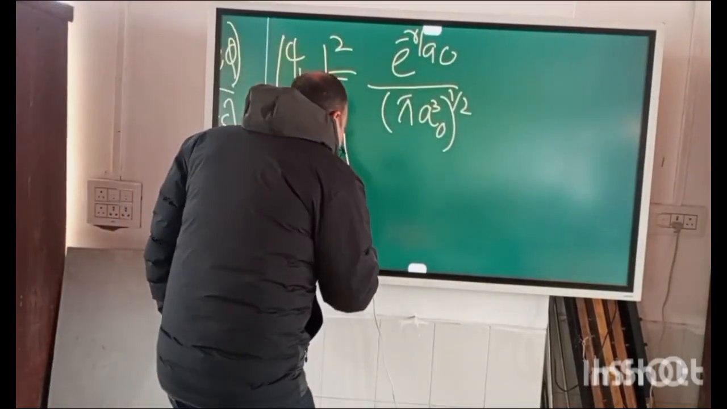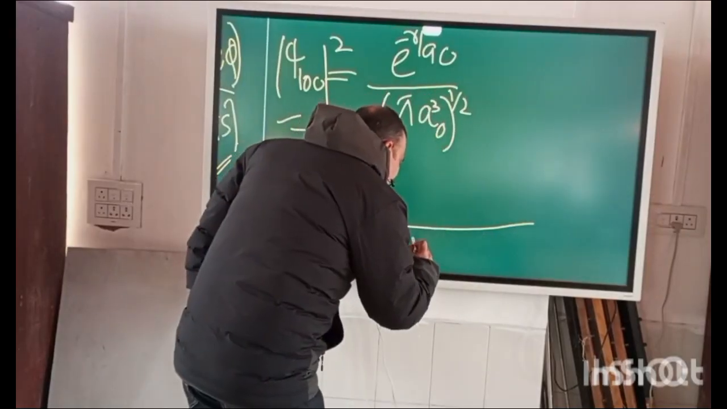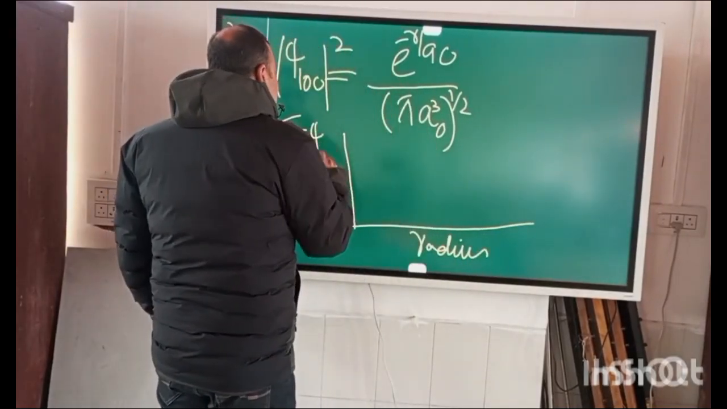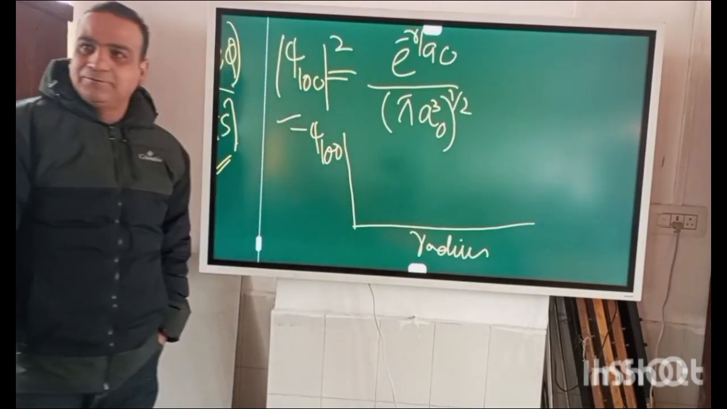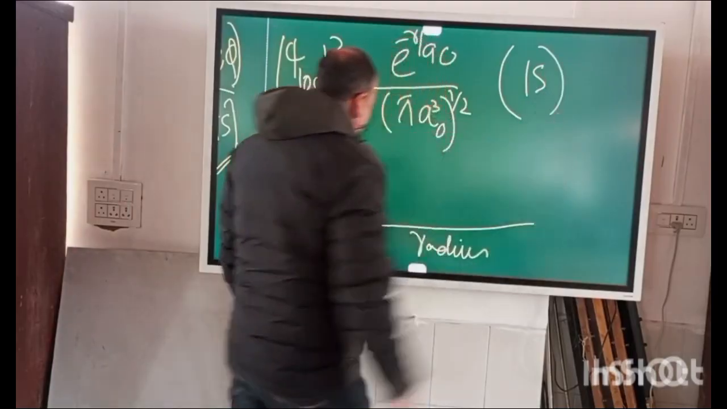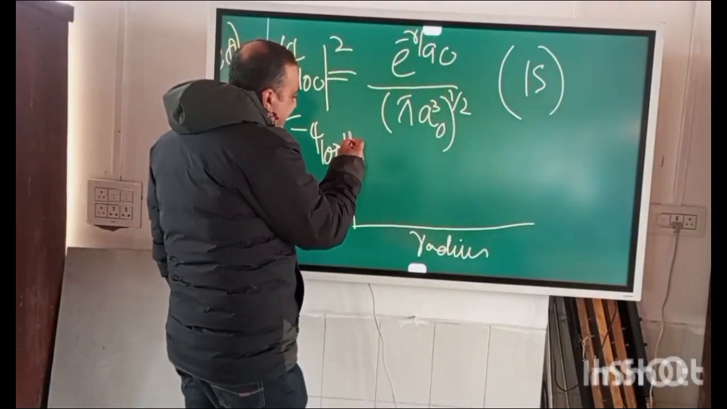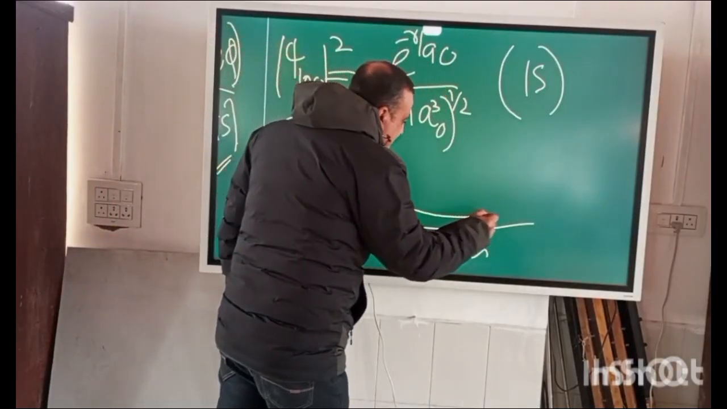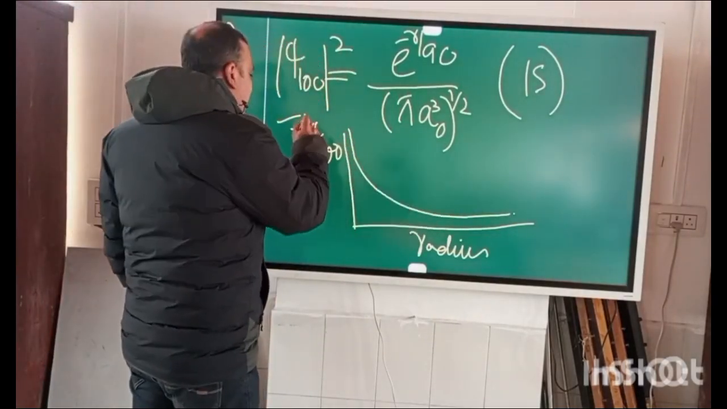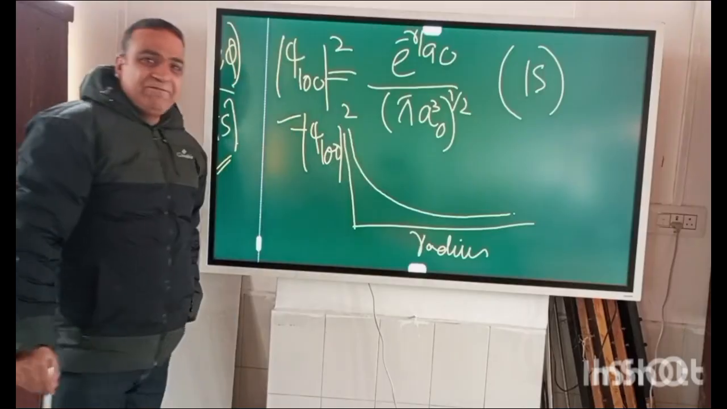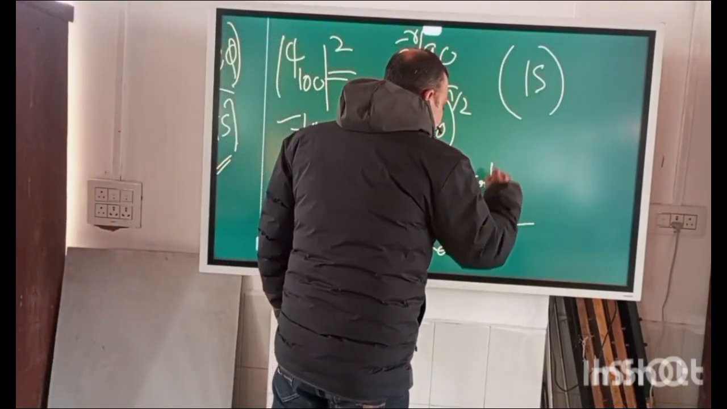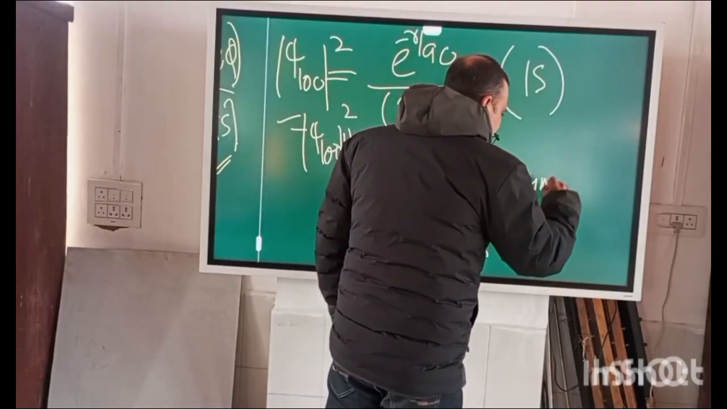Now, if I plot this probability density as a function of radius, and this is my psi 1, 0, 0 for 1s. For 1s, I find a distribution like this. And this distribution is spherically symmetric.